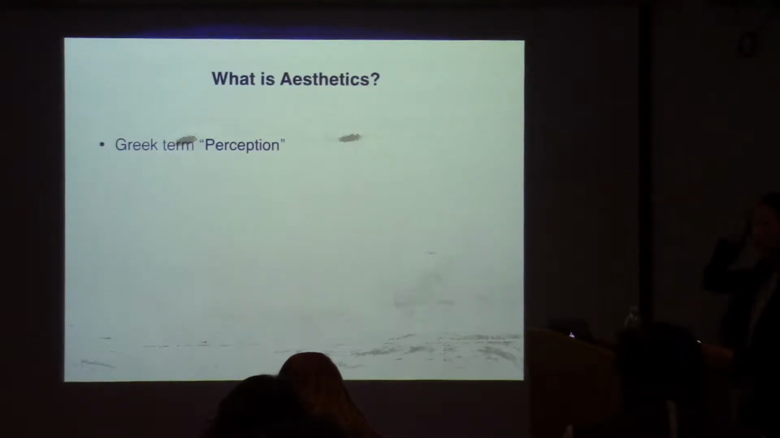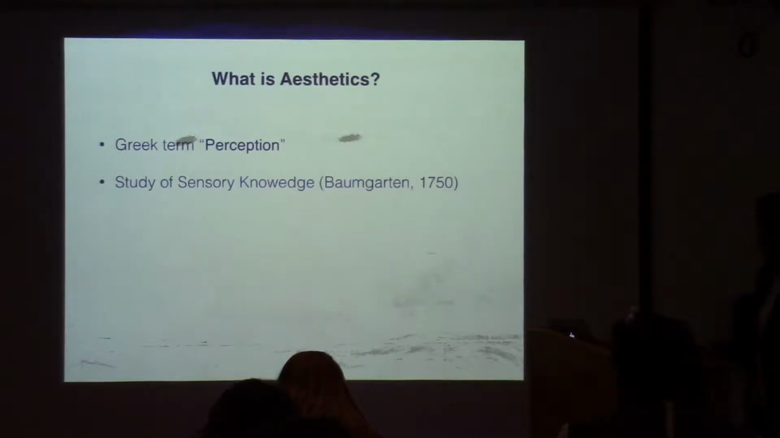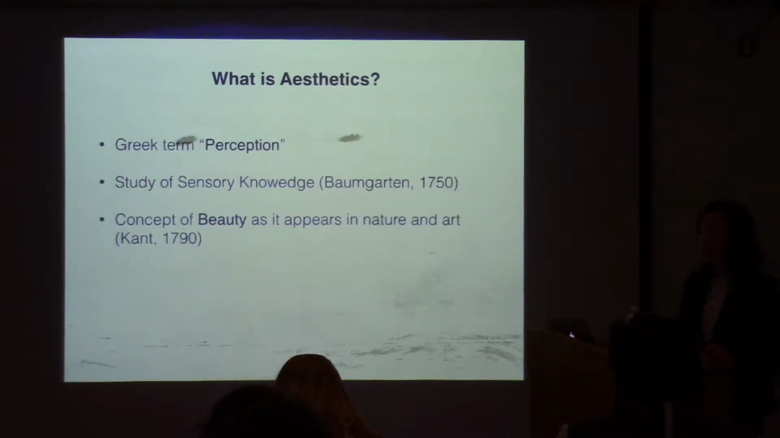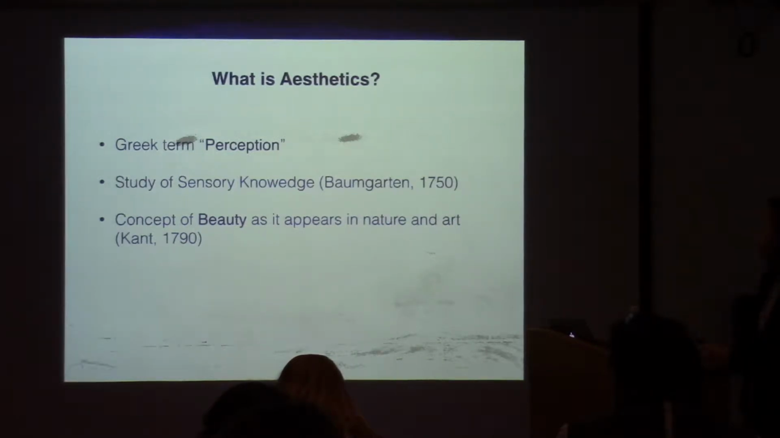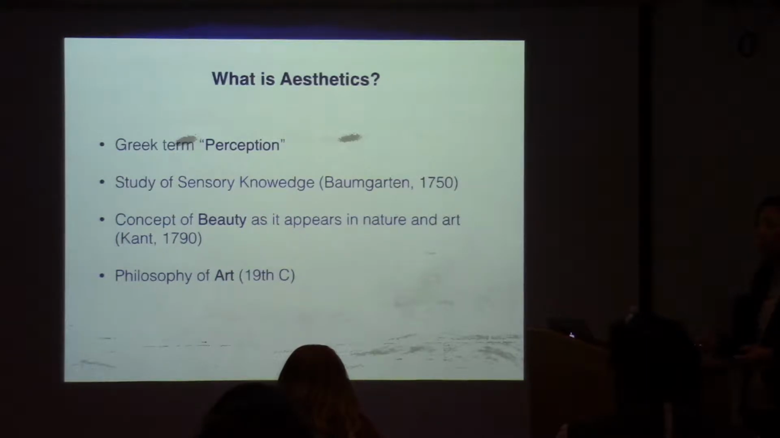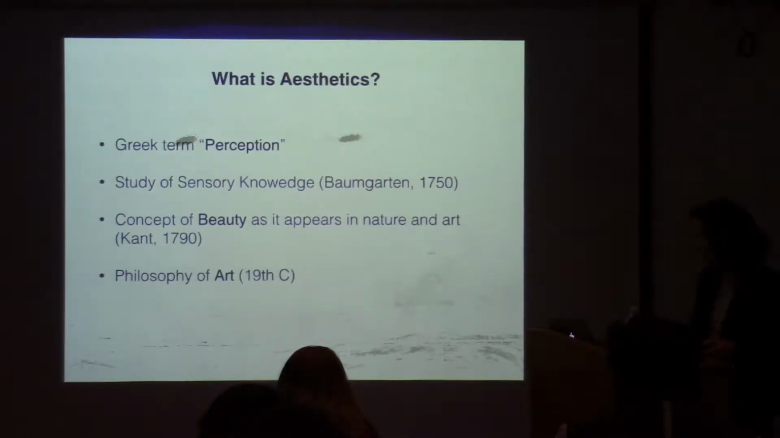It comes from the Greek term of perception. And in 1750, it was used to define the study of sensory knowledge. But soon, the meaning got switched to the universal concept of beauty as it appears in Nature and Art by Immanuel Kant. And that's the way we understand aesthetics today. And philosophers have used the term aesthetics to define this subdiscipline of philosophy, which is that of the arts.